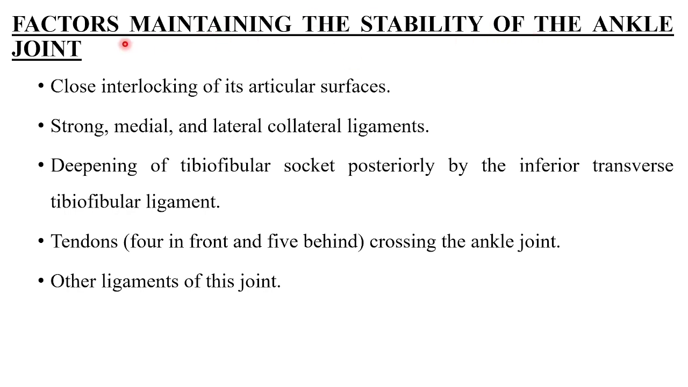There are some factors that maintain the stability of the ankle joint, which include close interlocking of its articular surfaces, strong medial and lateral collateral ligaments, deepening of the tibiofibular socket posteriorly by the inferior transverse tibiofibular ligament, and tendons, 4 in front and 5 in the posterior aspect, crossing the ankle joint, and the other ligaments of this joint, mainly your capsule and other ligaments apart from the medial and lateral collateral ligaments. These are the factors that maintain the stability of the ankle joint. The ankle joint is one of the most stable joints in the body.